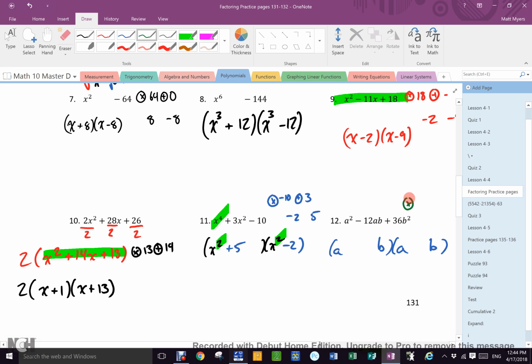I need numbers that multiply to 36 and add to 12. Is it 1 and 36? No. 2 and 18? No. 3 and 12? No. 4 and 9? No. 6 and 6? Yes. How will 6 and 6 get me to negative 12, though? They both have to be negative. Minus 6b, minus 6b. Is that okay? Yes. Can we write it tidier? Because math is all about tidiness. What would you write instead of that big long thing? A minus 6b all squared. Is everybody good?